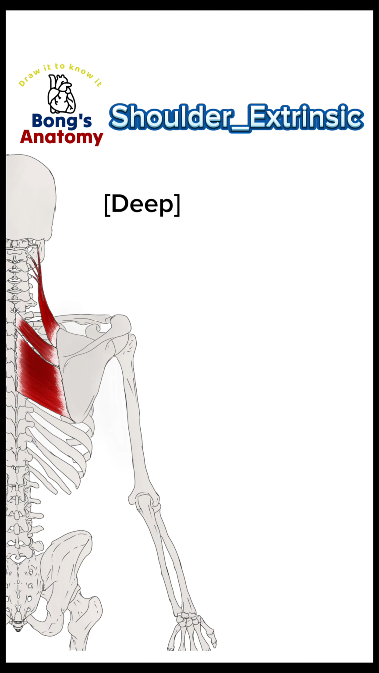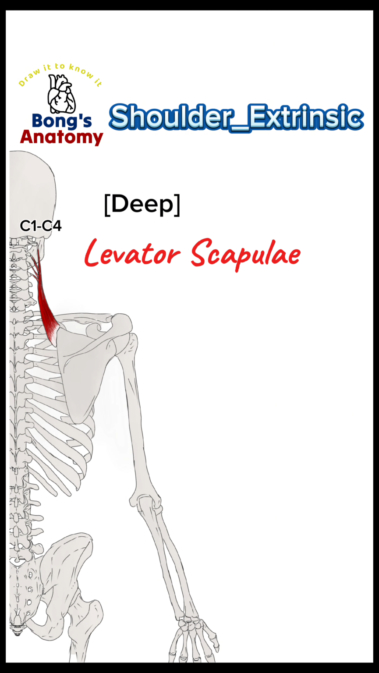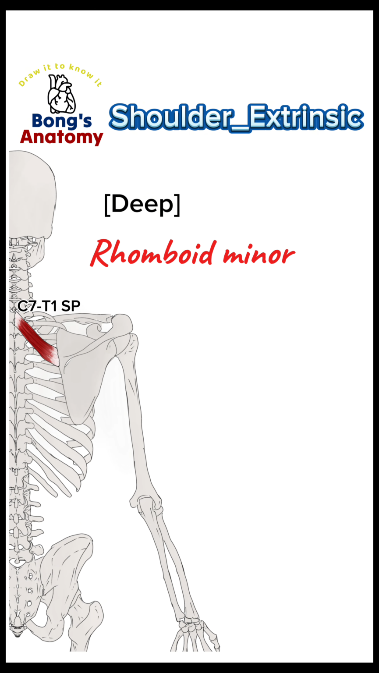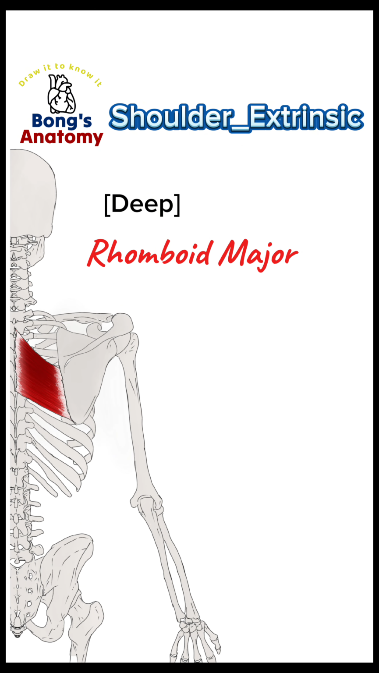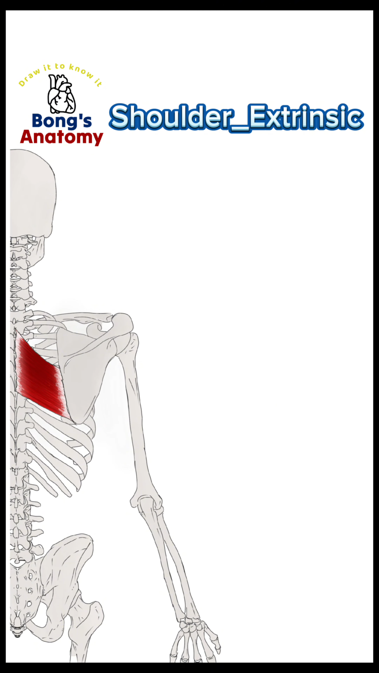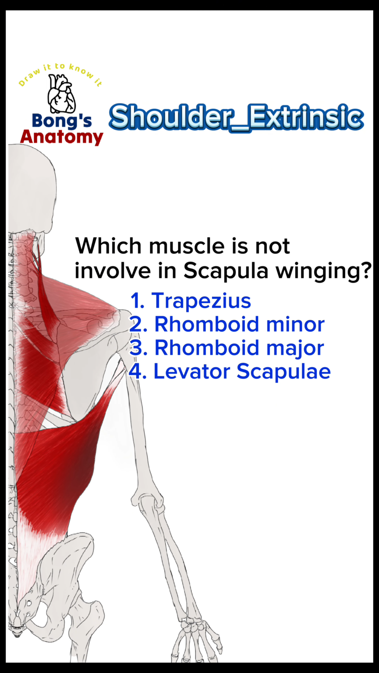Deeply we have 3 muscles. Levator scapulae. Its name describes the function that elevates the scapula from the neck. Rhomboid minor. Small rhombus-shaped muscle that inserts into the medial border of the scapula. Rhomboid major. Is the older brother of the rhomboid minor, which is broader and inferior to it. Take a quiz and leave the answer in the comments.